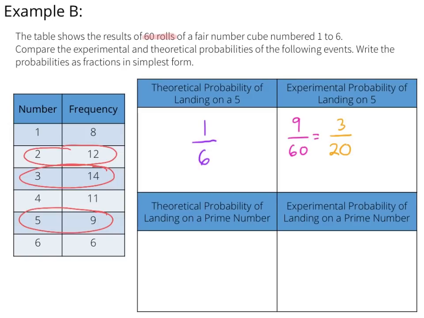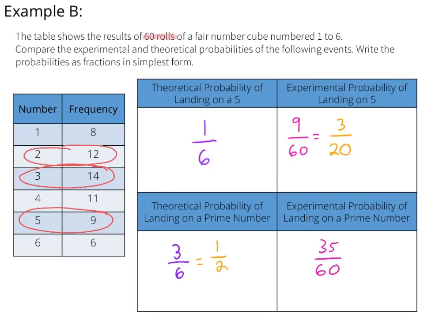So our theoretical probability of rolling a 2, 3, or 5 is going to be 3 out of 6, or when I reduce that to simplest form, 1/2. So now I need to figure out how many times it experimentally landed there. So I have to add 12, 14, and 9 because that's the total outcomes that happened. 12 for the 2, 14 for the 3, and 9 for the 5. When I do that, I'm going to end up getting 35. So there's going to be 35 out of 60 possible rolls that I got a prime number.